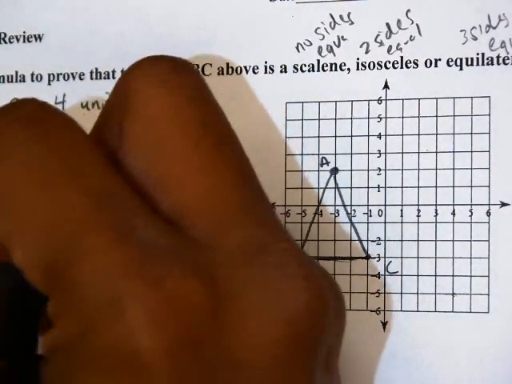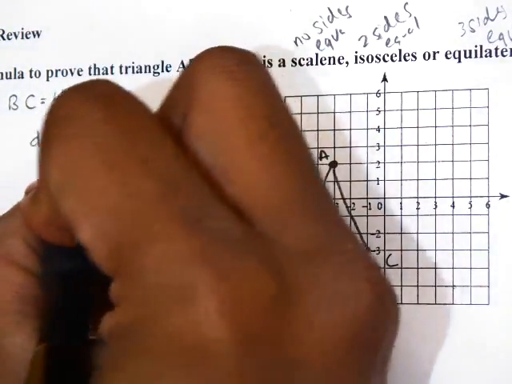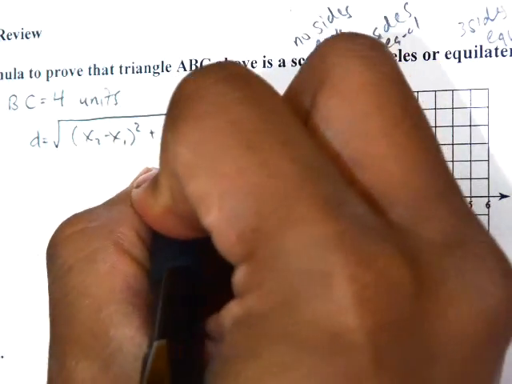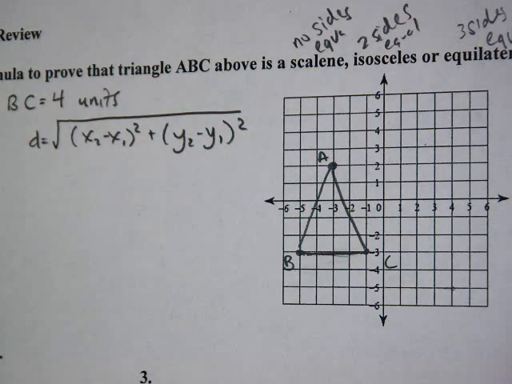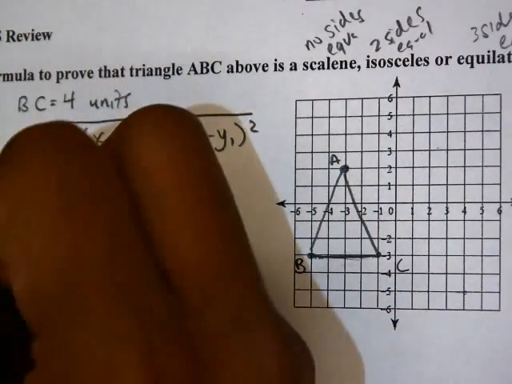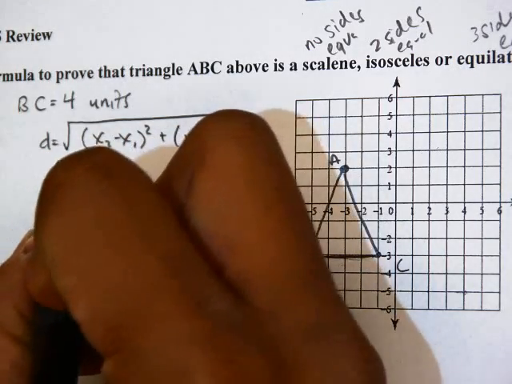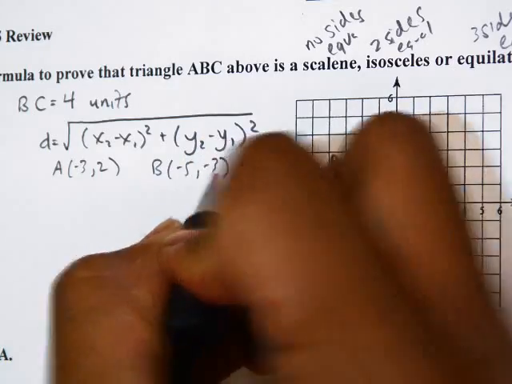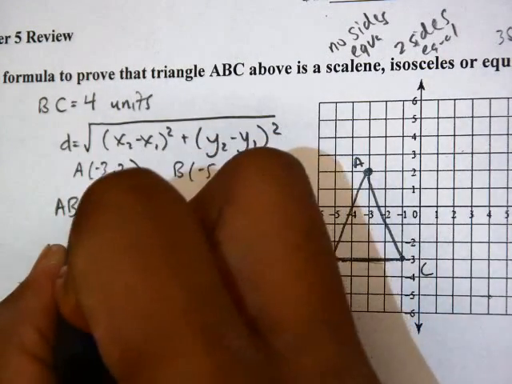The distance formula is distance equals the big giant square root of x2 minus x1 squared plus y2 minus y1 squared. So I'm finding the distance between A, which is at -3, 2, and B, which is at -5, -3. I'm just going to plug that into the distance formula.